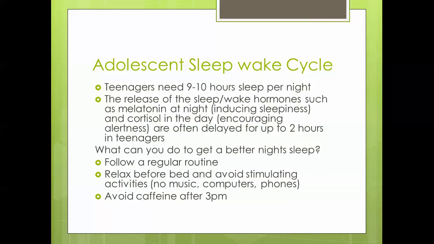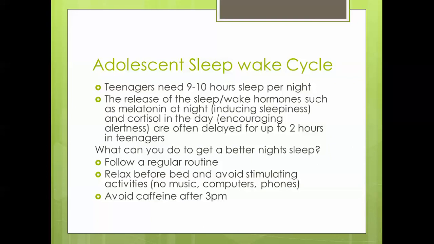You guys as adolescents are in an interesting cycle at the moment, just due to your age. At your age you need about 9 to 10 hours sleep per night. But the problem is that melatonin, which should be released at night and induces your sleepiness, and cortisol, which should be released in the morning to encourage alertness, are delayed for up to 2 hours for you guys. This basically means that instead of feeling sleepy at 9 or 10 o'clock, you might not feel sleepy till 11 o'clock or midnight. Instead of feeling awake at 7 or 8 o'clock in the morning, you might not feel awake till 9 or 10 in the morning. And unfortunately, that's something that you need to deal with.